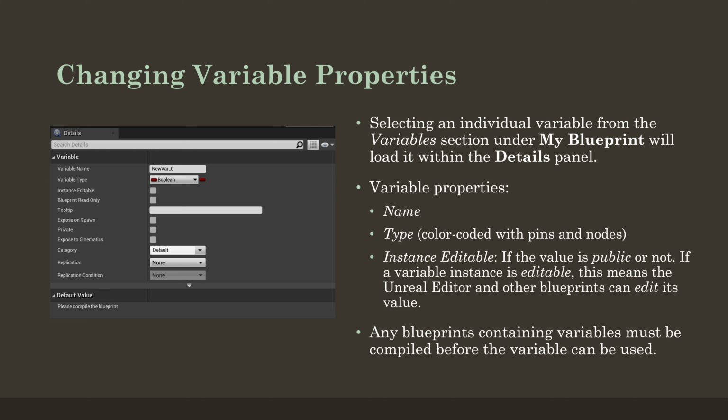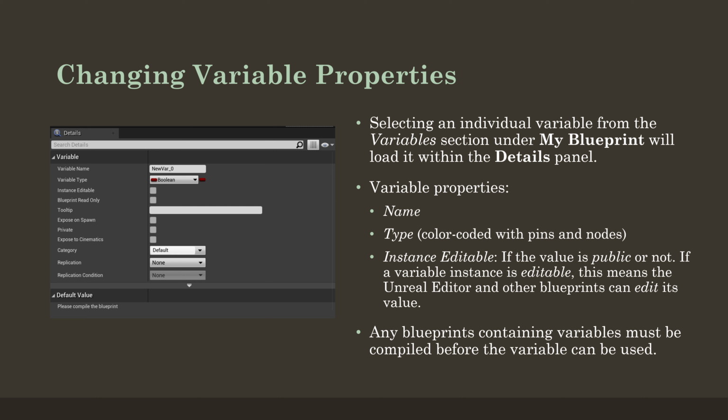Now we need one more thing to remember. Any blueprints containing variables must be compiled before the variable can be used. And notice, in fact, under a default value, it says please compile the blueprint. So whenever we create variables, we have to compile the visual scripting language of the blueprint to be able to use that variable in other contexts. So a pretty standard situation is to create a variable, compile it, and then start using that variable.